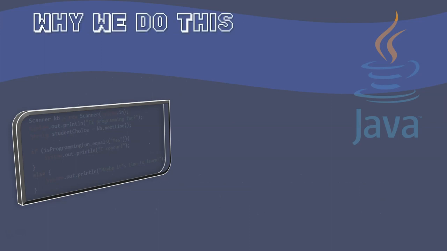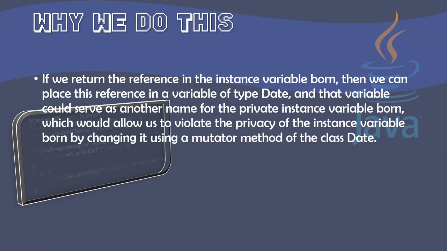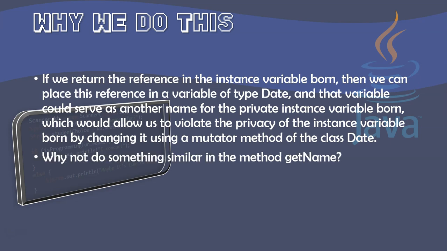So why do we do this? Why do we do this in our code? Well, if we return a reference in the instance variable born, then we could place this reference in a variable of type Date. And that variable could serve as another name for the private instance variable born, which would allow us technically to violate the privacy of the instance variable born by changing it with a mutator method of the class Date. It's a lot to digest.